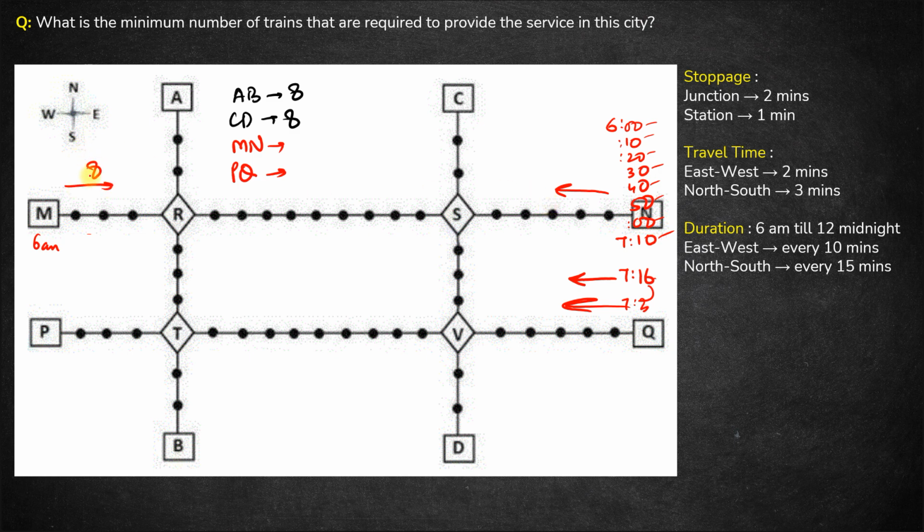Similarly, you'll need 8 trains to go from M to N also, just like what we did in the previous question. So on MN route, you need a total of 16 fresh trains, 8 from N to M and 8 from M to N. Similarly, you'll need 16 fresh trains on this route PQ. So the total trains that we require is 8 plus 8 is 16, 16 plus 16 is 32, 32 plus 16 is 48. So we'll need a total of 48 trains to provide the metro service in this city, right? So that's it for this set. Thank you.